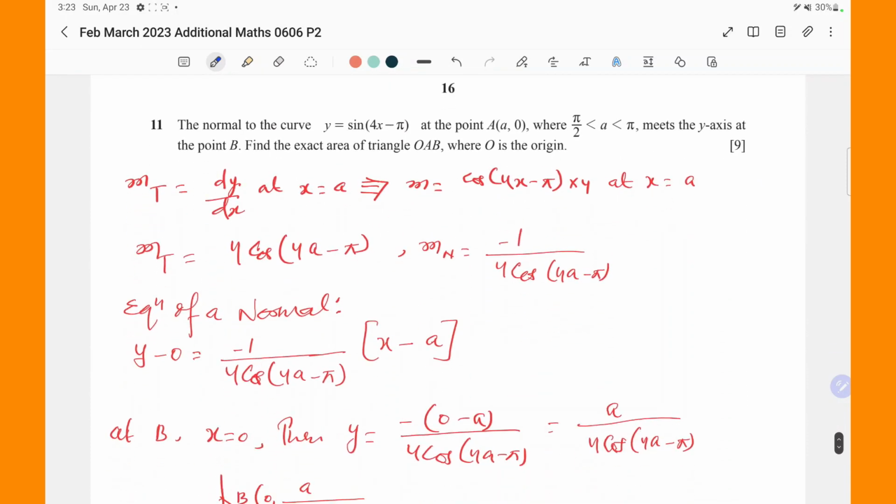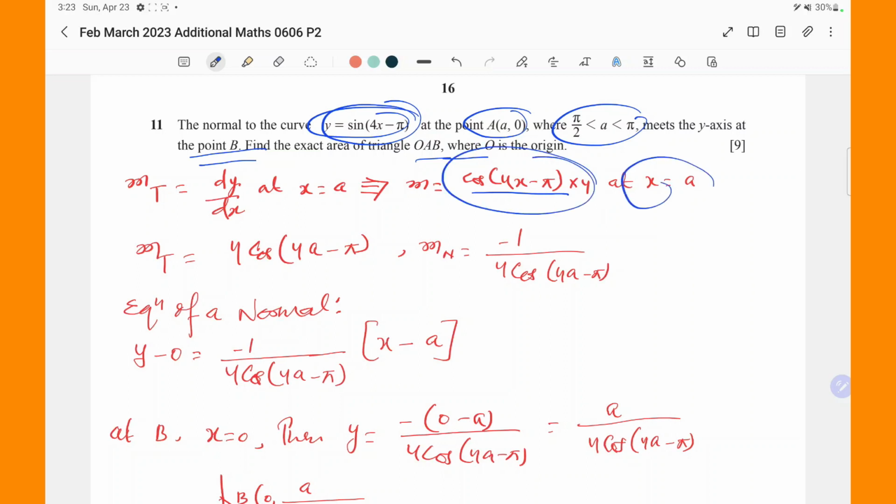Now question number 11 says the normal to the curve y = sin(4x − π) at the point (a, 0), where a is this, meets the y-axis at the point B. Find the exact area of the triangle OAB. So we need to find the equation of the normal. First we need the gradient of the tangent, so we have to differentiate. Sine differentiates to cos(4x − π), and we multiply by the x coefficient.